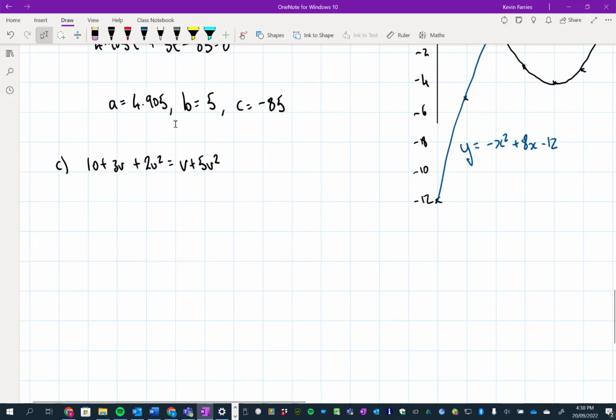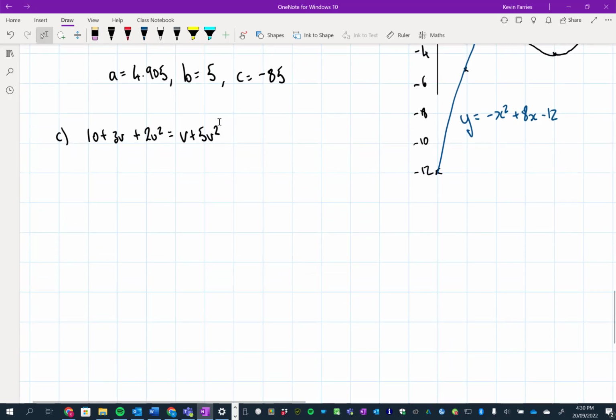So first thing we'll do is we'll get our v squareds first, and we'll bring this v squared across to the other side. And so we are going to get 2v squared minus 5v squared, because we're bringing it from the other side, plus 3v minus v, that's those done, plus 10, because it was already on the right side, is equal to 0. So we're going to get minus 3v squared plus 2v plus 10 is equal to 0.